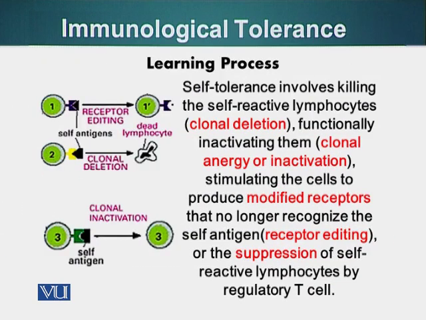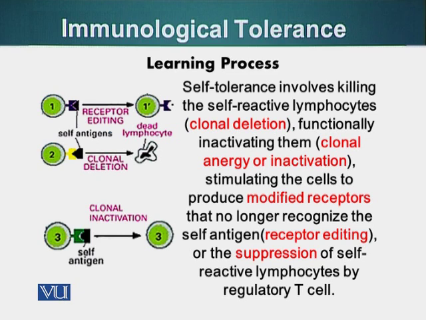The learning process, self-tolerance, involves killing of self-reactive lymphocytes, which is referred to as clonal deletion. So if a lymphocyte, for example a B cell, reacts to an antigen, a particular protein that is part of our body, that B cell will be destroyed, or it will be functionally inactivated. The B cell will no longer be functional, and the function of a B cell is to produce antibodies. That is referred to as clonal anergy, or inactivation of that particular set of B cells, or all the lineage coming from that particular B cell.